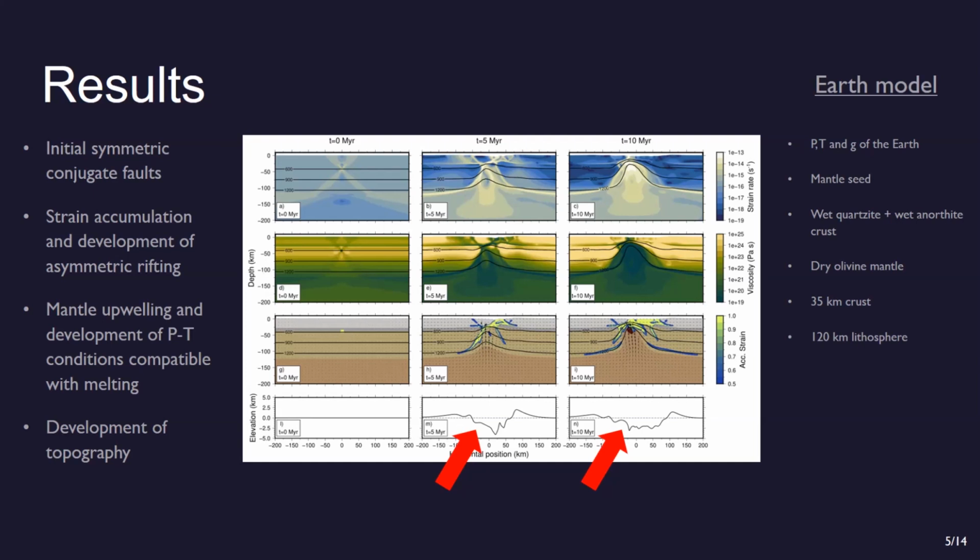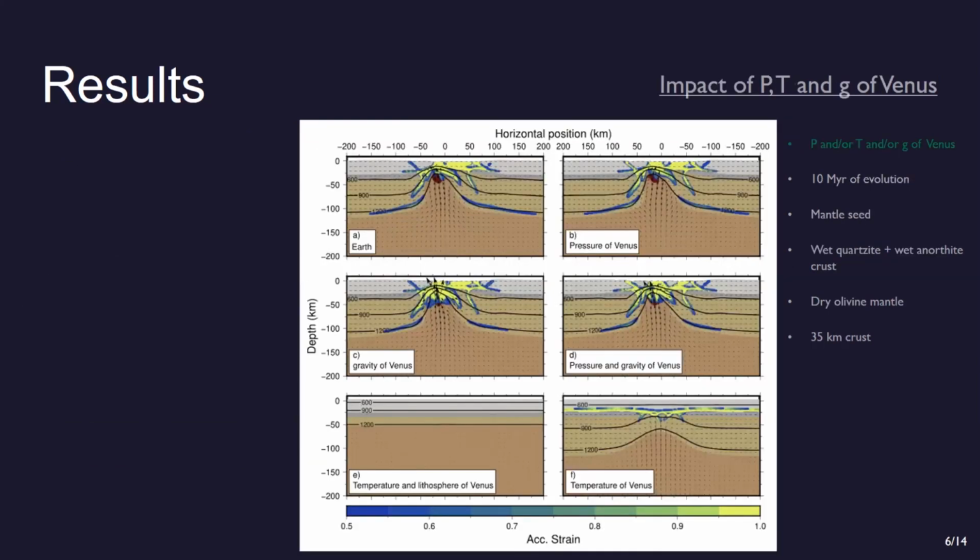But the question, of course, is what happens on Venus? So next, we have our first Venus models. The first thing we tested was, what is the effect of the higher surface pressure, the different gravity acceleration, and then, of course, the surface temperature on Venus. And that is what we show here.